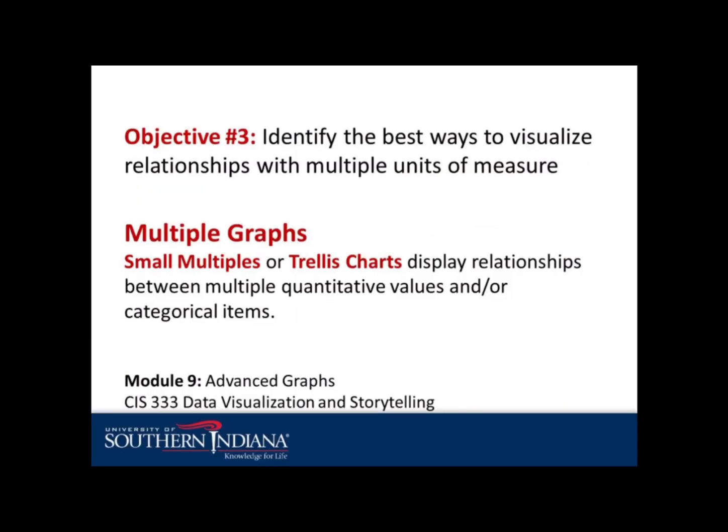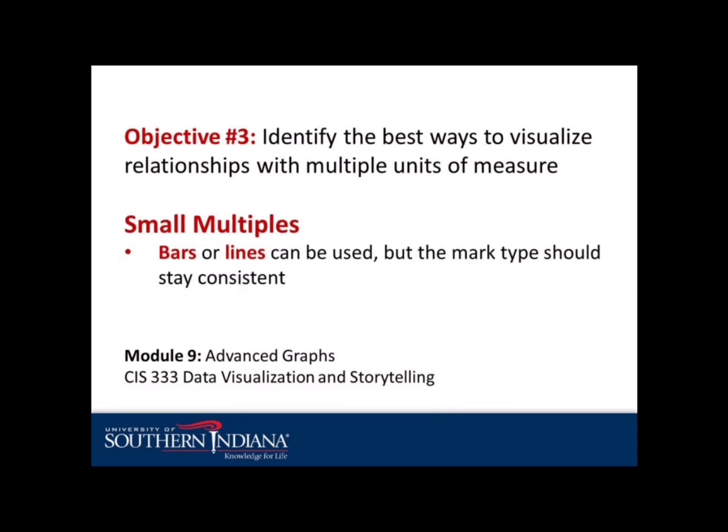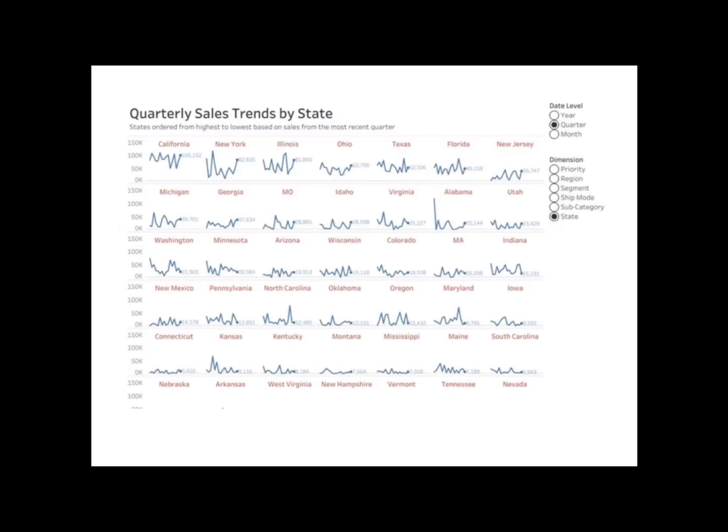Multiple graphs. Now, these are frequently called small multiples, sometimes trellis charts, but they will display relationships between multiple quantitative values or categorical items. And you can use bars or lines for this, but you need to make sure that your mark type is consistent across all of your charts. So here's an example of a small multiple. And this is using lines.